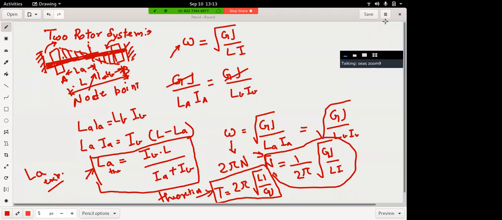This is very similar to the single rotor system. It's just that we have to find one node point. Similar exercises can also be done for 3-rotor system, 4-rotor system, in order to determine the natural frequency of such systems. So I guess that's all for this experiment. You can see the details of this experiment in the video sent by Vidit.